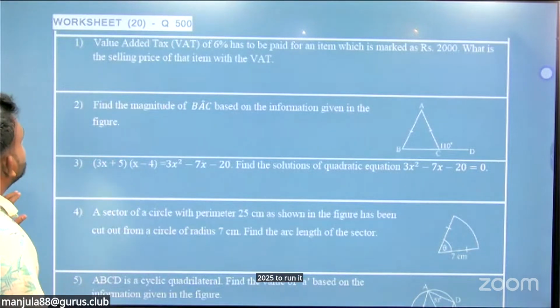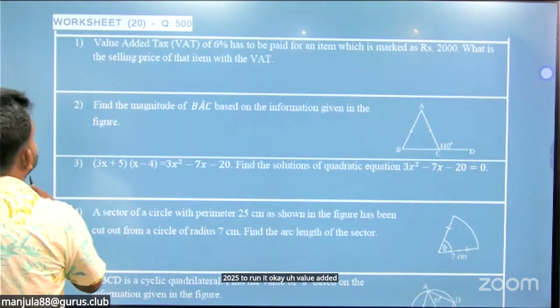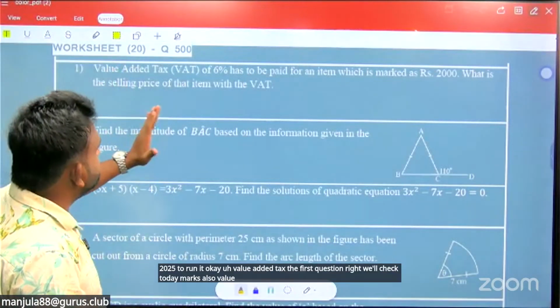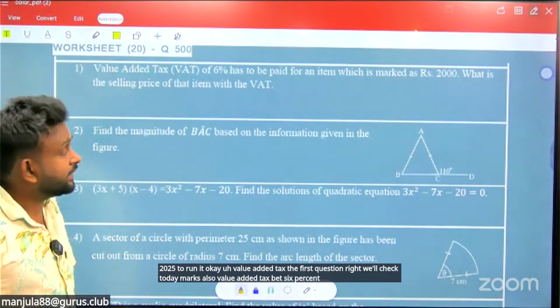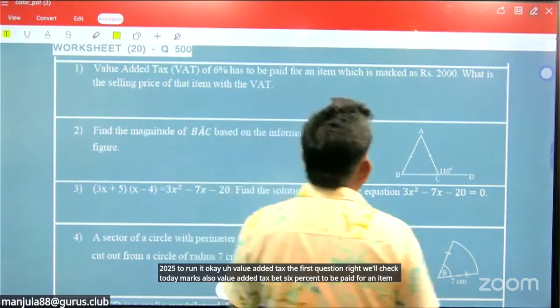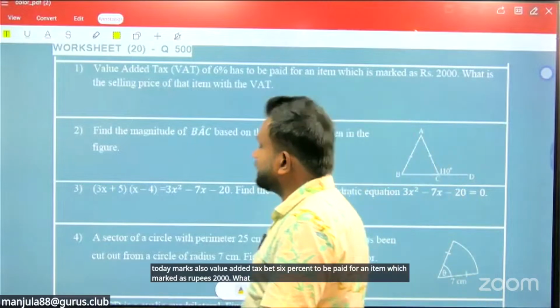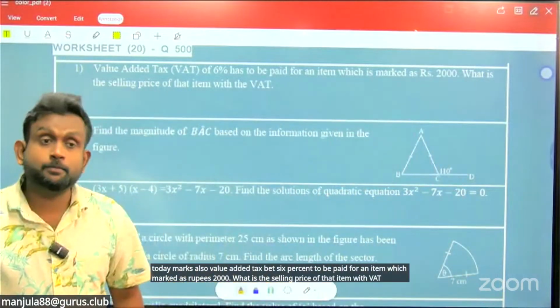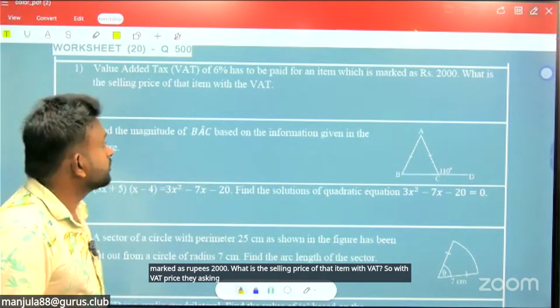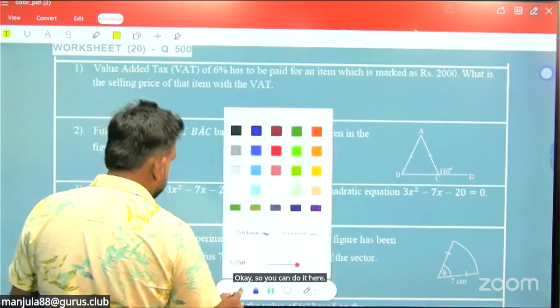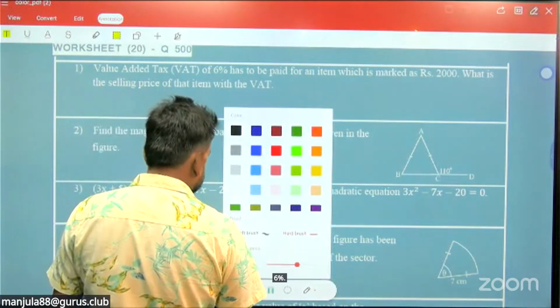Okay. Value added tax, the first question. We'll check today's marks also. Value added tax, VAT 6% to be paid for an item which is marked as rupees 2000. What is the selling price of that item with VAT? So with VAT price they are asking. Okay, so you can do it here. 6%.